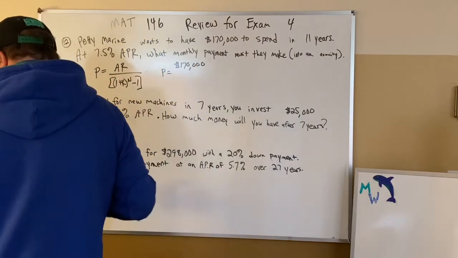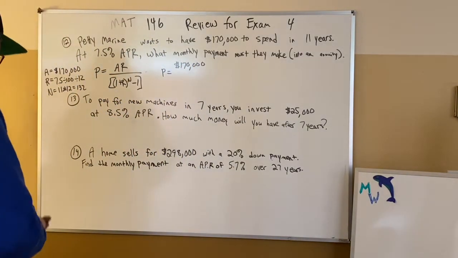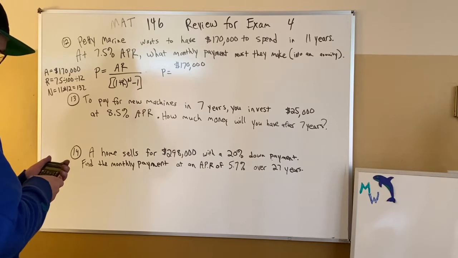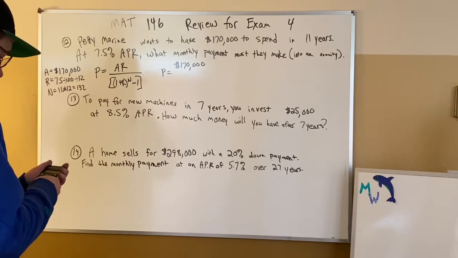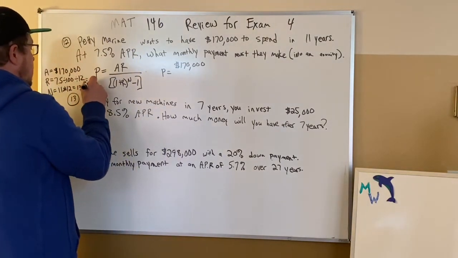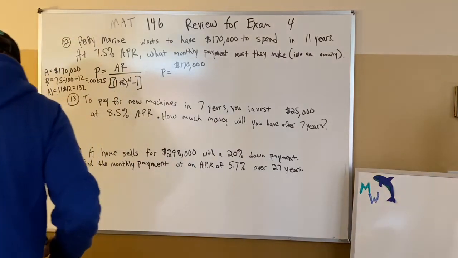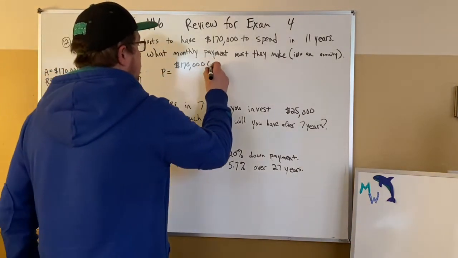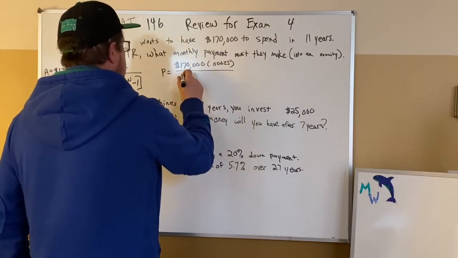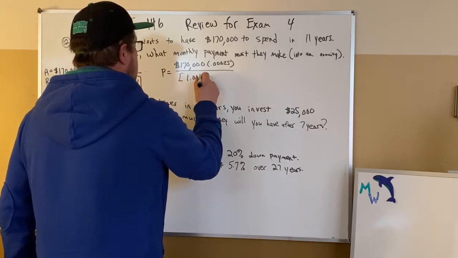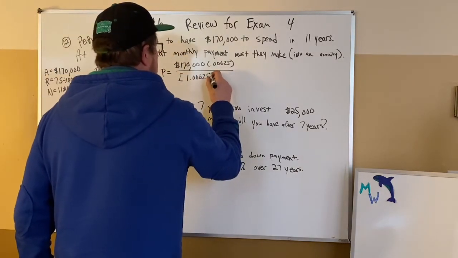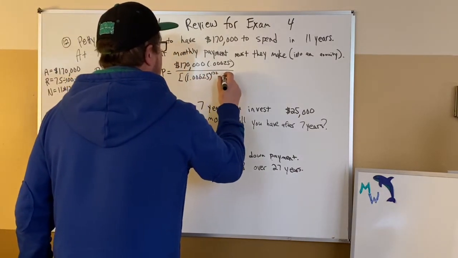$170,000. We can find that interest rate. Good news. 7.5 divide by 100 and divide by 12. 0.00625. This is going to be, in the parentheses, we're going to have 1.00625 raised to the power of 132, and then subtract 1.